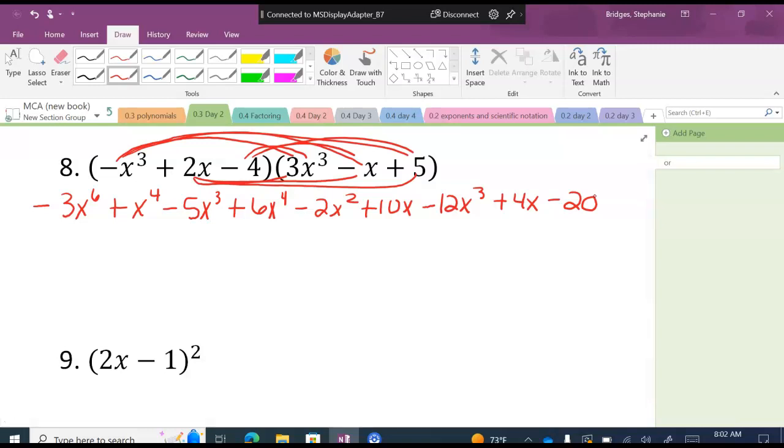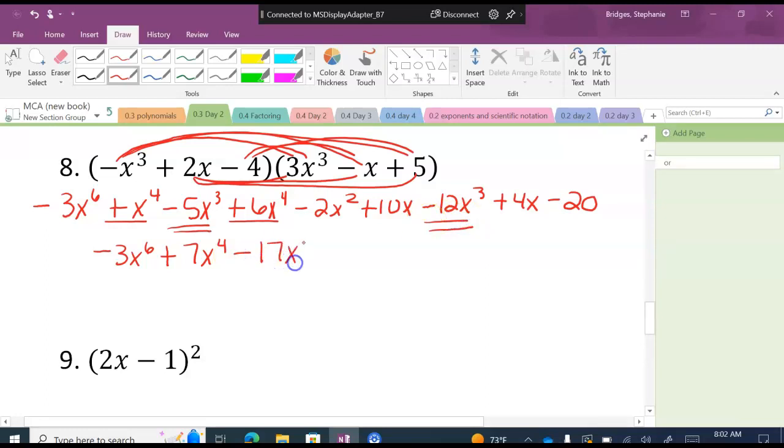This time my highest degree is the x to the 6th. There is only one of those, so I'm just going to bring that one down. Then I don't have an x to the 5th, but I do have some x to the 4th. So I have a 1x to the 4th and a 6x to the 4th, and that's all that I have of those, which is going to give me 7x to the 4th. And then I have a negative 5x to the 3rd and a negative 12x to the 3rd, which is negative 17x to the 3rd.